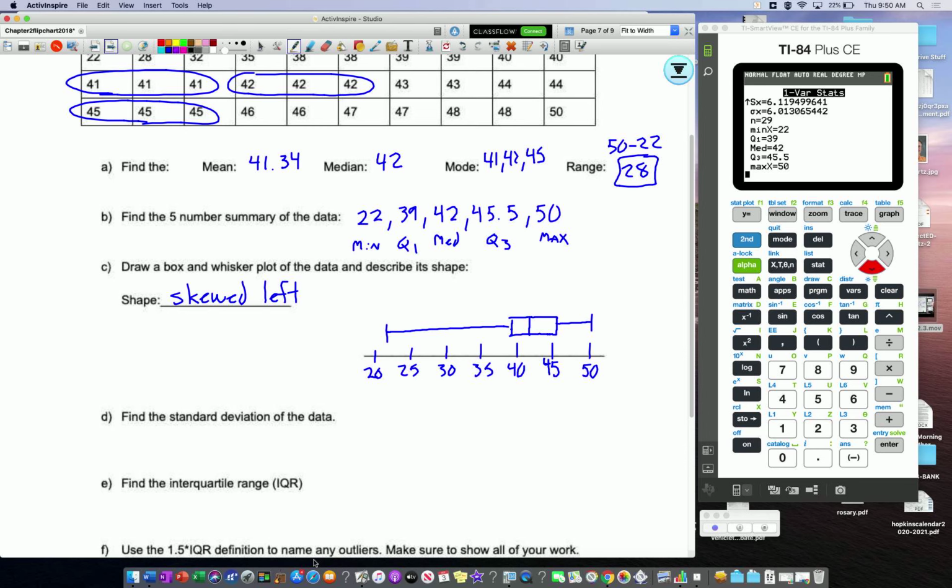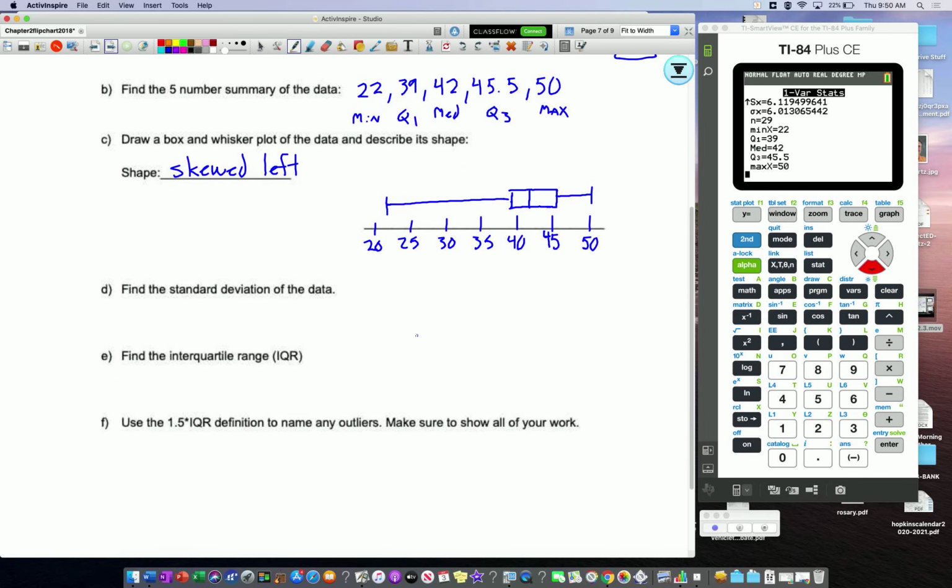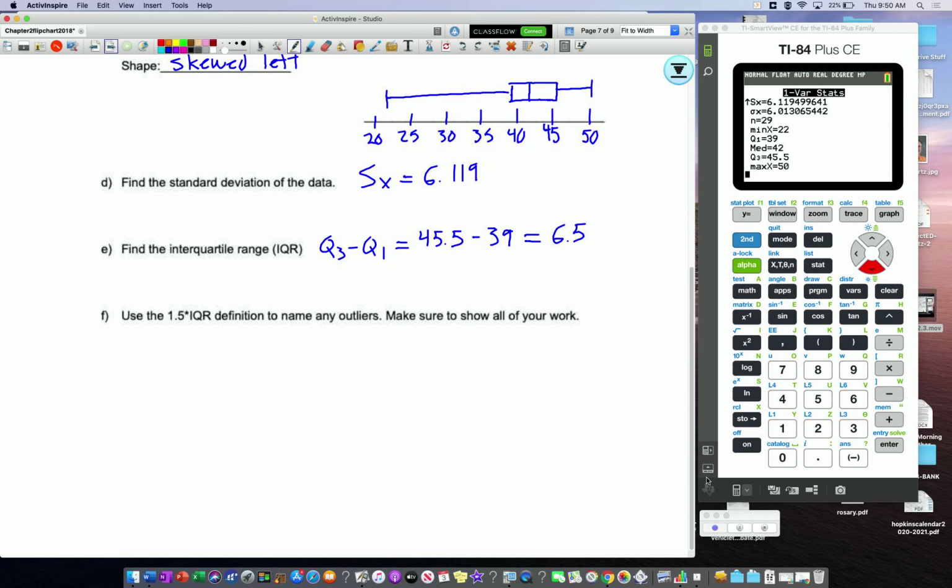All right, find the standard deviation. That's calculator. So that's S of X. So my standard deviation is 6.1194, so 6.119. So that's the S of X right here on my calculator. Interquartile range, remember, that's Q3 minus Q1. This is going to be very helpful when we do the outlier part. So 45.5 minus 39, which is 6.5. All right, so now it says to use the rule to name any outlier.